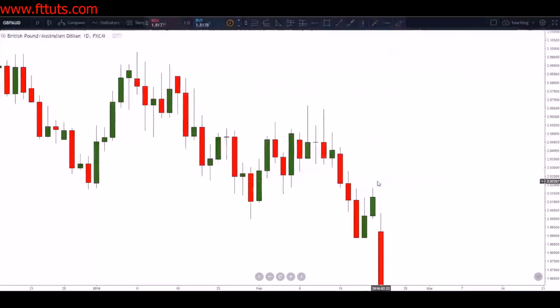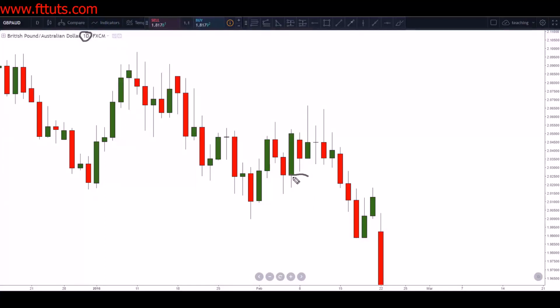Okay guys, so here we are. We are on the pound Australian dollar daily chart. As you see up here, we're on a 1 day chart, looking at the top left hand side of the screen. So what that means is each one of these candlesticks, red and green, represent 24 hours or 1 full day of price action.